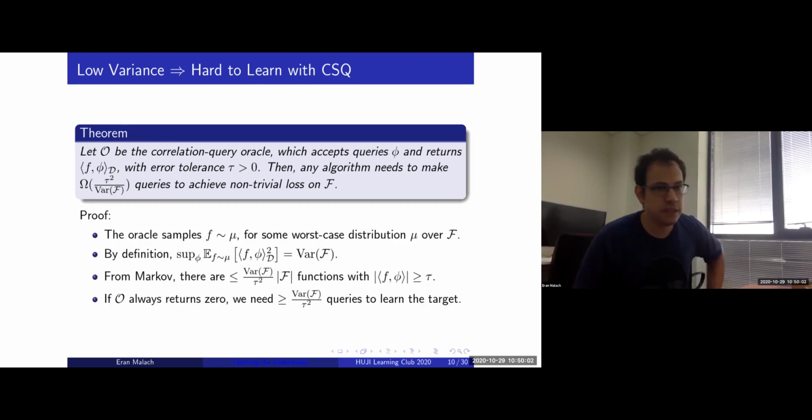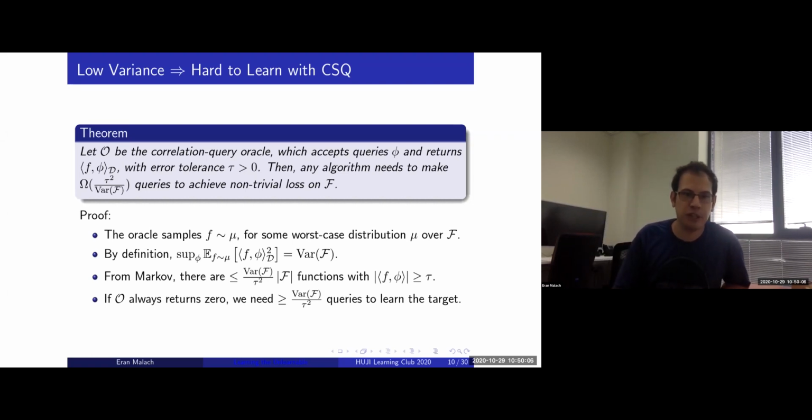Okay, so this is the theorem, and the proof is the intuition that I wanted to give. Say we have some worst case distribution that makes this variance very, very small. So the oracle can simply sample a function randomly from this distribution, and by our definition, no matter what query we ask, the average magnitude of the response to our query would be very, very small. So on average, over the choices of the oracle, we will not have any signal in the response of the oracle. And since we assume that the oracle is approximate, so it gives a response that is accurate up to some tolerance tau, if the correlation on average is very, very small, then there's only a very small number of functions that have high correlation with any query that we will choose.